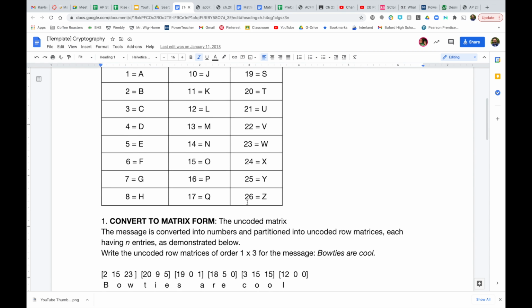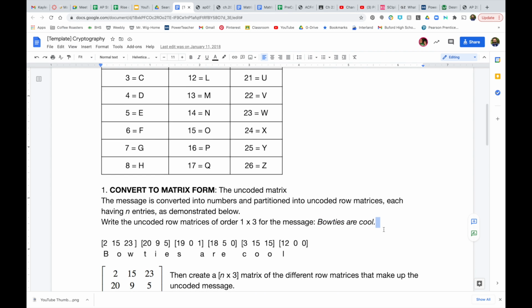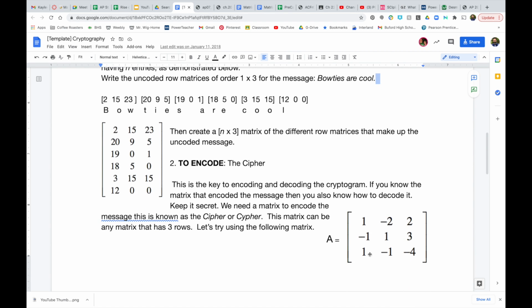So what we're going to do is I've got a message: bow ties are cool, right? So we have this message right here. What I'd like to do is encode this message. We have decided to use this matrix as my cipher, as my lock, as my key. So what that does is that makes me stick to an n by 3 matrix. Whatever I do, because my cipher is a 3 by 3, I have to have 3 columns in my messages, right?